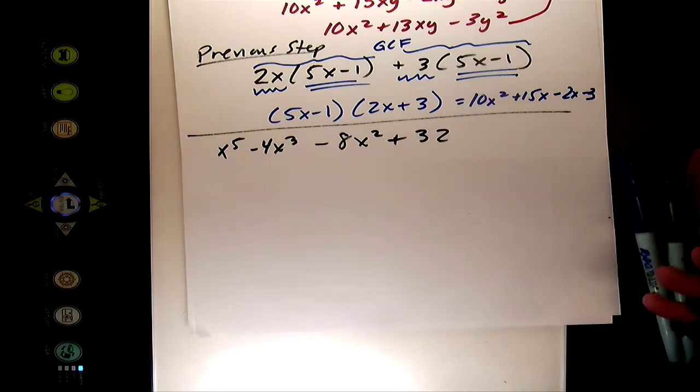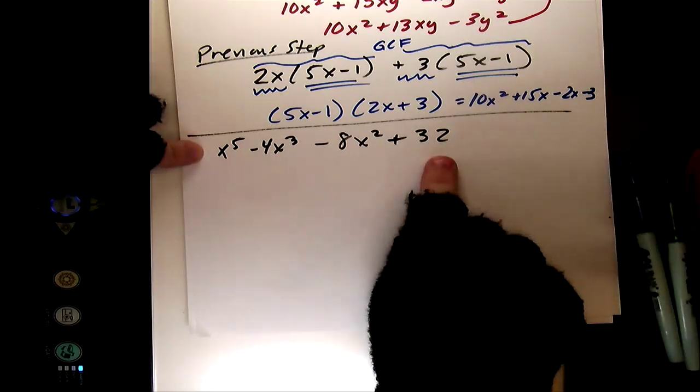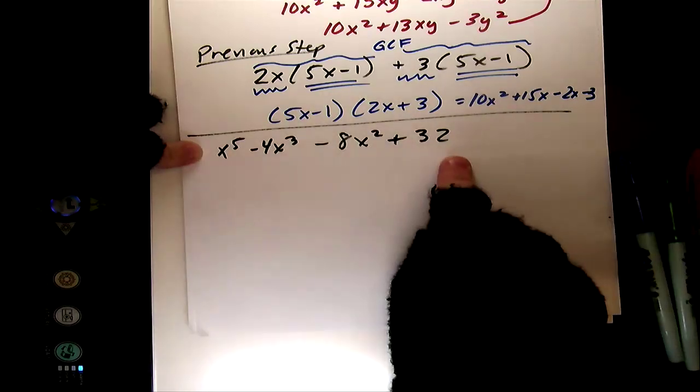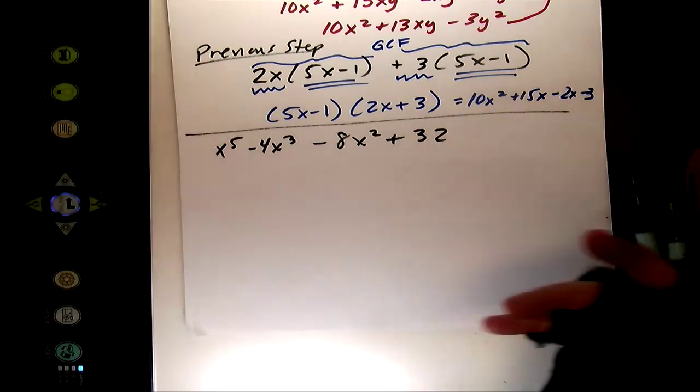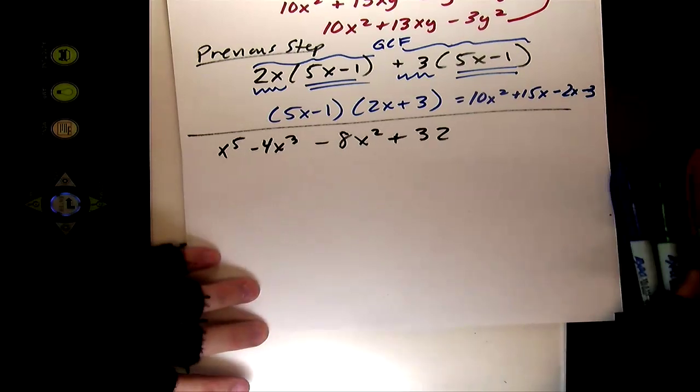That list is pretty consistent. We need to look for a greatest common factor first. But the x to the 5th has a coefficient of 1, and the 32 has no x's. So there's no x in the greatest common factor, and the biggest number that can be in the greatest common factor is a 1. So 1 is the greatest common factor. We're not doing anything with a 1. So no GCF.